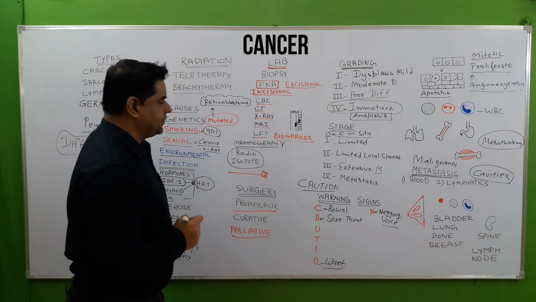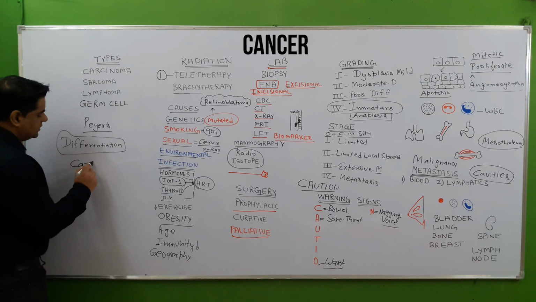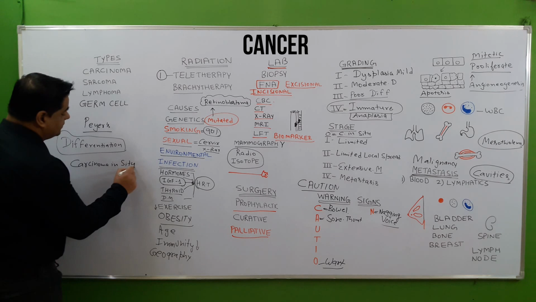And when it comes to the staging system, it is stage O or 0, which means carcinoma in situ, which generally means a benign tumor or a tumor which is located at its own site.